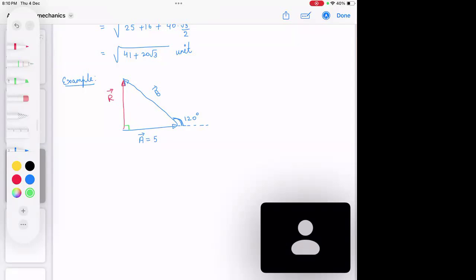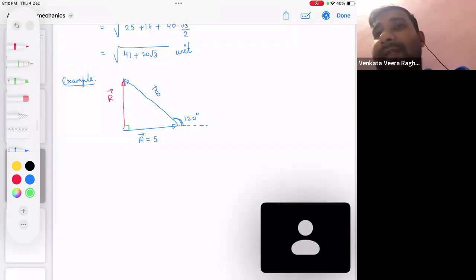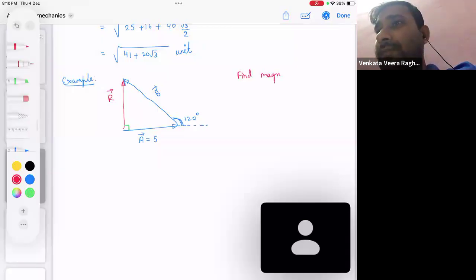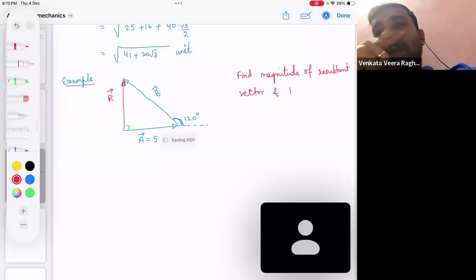Yes, sir. So now tell me, how do we calculate the magnitude of the resultant vector here? And what is vector B? That can also be asked in the question. So the question asks us to find the magnitude of the resultant vector and the magnitude of vector B also. Let's find it.